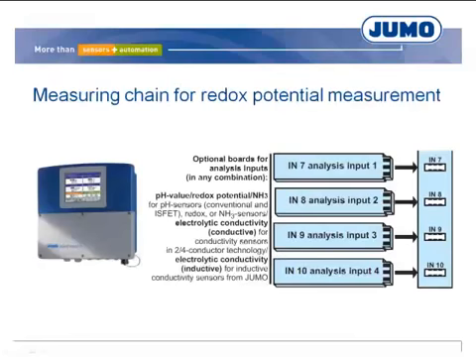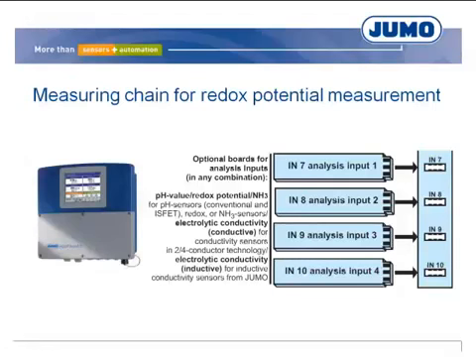Besides the redox combination electrode, a transmitter is also required for preparing the measurement signal. As an example, the multi-channel device JUMO Aquis Touch S permits the direct connection of up to 4 sensors via optional boards. The optional boards are available for the measurement parameters pH value, redox potential, as well as conductive and inductive conductivity.